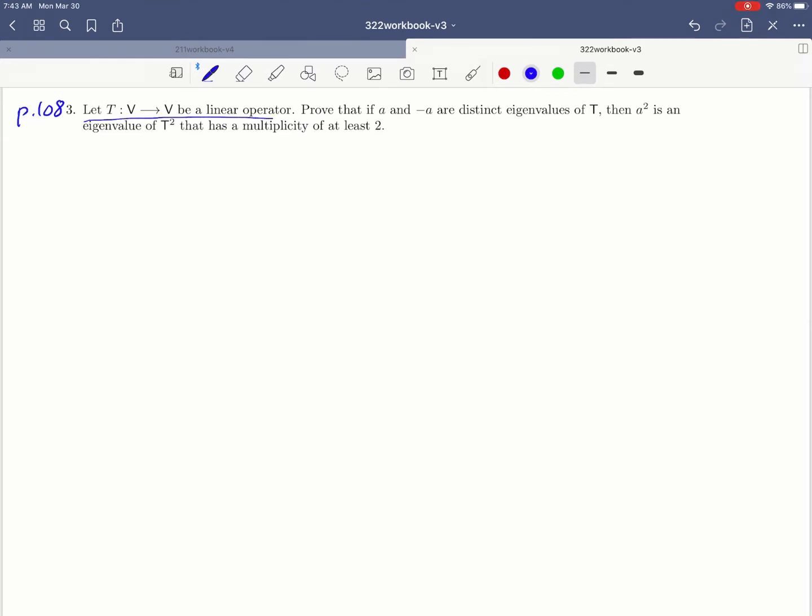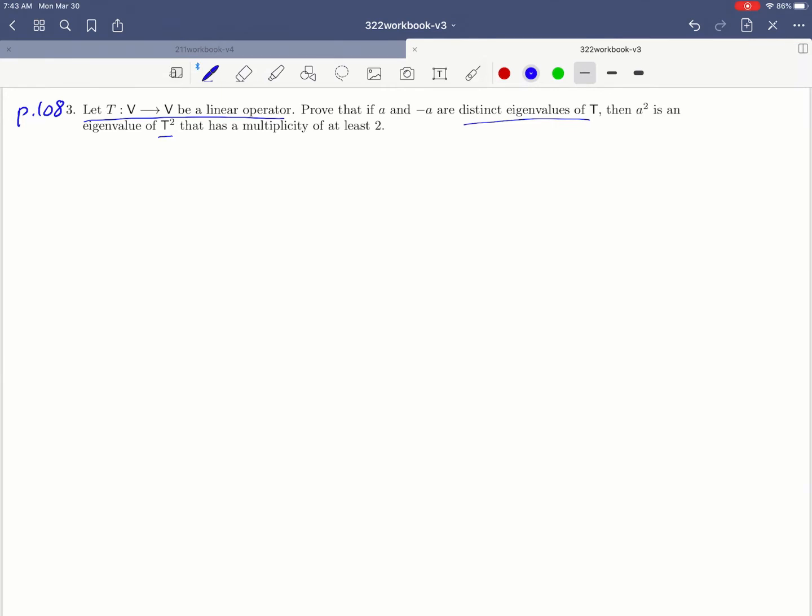They're starting us off with the linear operator T from V to V. Okay, and we're assuming that the two numbers a and negative a are distinct eigenvalues of T. So T has at least two eigenvalues, a and negative a. And what we'd like to show is that the number a squared has to be an eigenvalue of the operator T squared, and that eigenvalue has to have a multiplicity of at least 2. Okay, so this is going to require us to put together a few things that we've talked about.